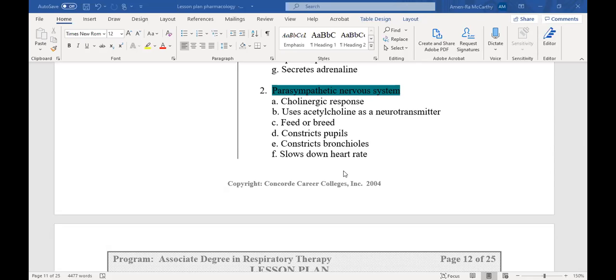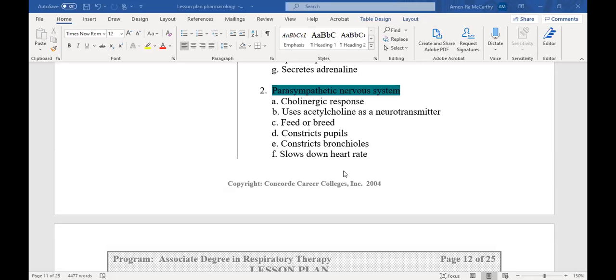Okay, I need an antagonist to acetylcholine, because if acetylcholine is causing my bronchioles to constrict, then I need to find a drug that will stand in front of it and block acetylcholine. So if I'm having a cholinergic response, I need something that's an anti-cholinergic. Okay, I need an anti-cholinergic drug so it will stop that. Everybody understand that? You got me now, Kayla? Yes. All right.